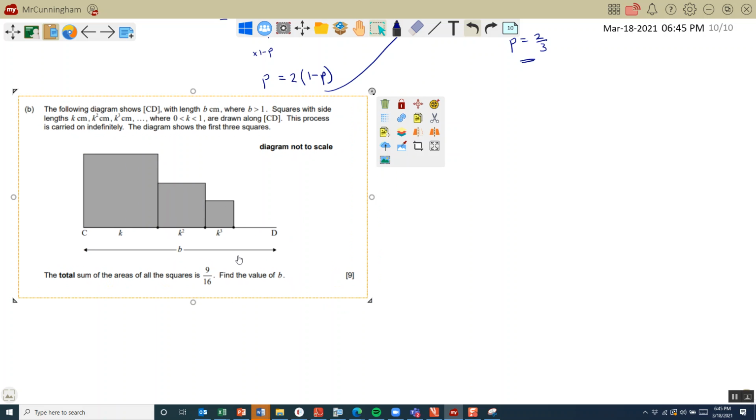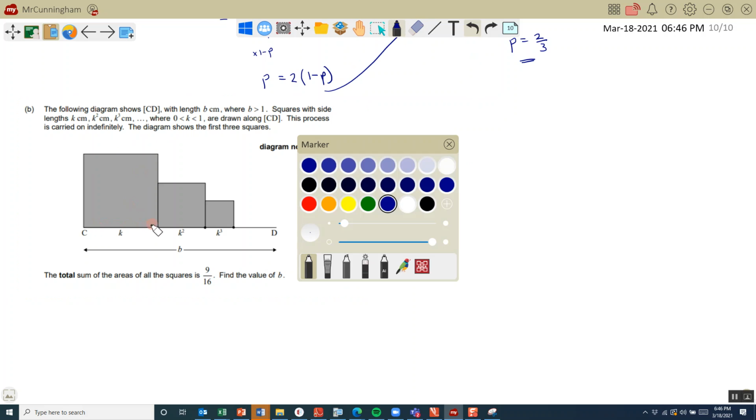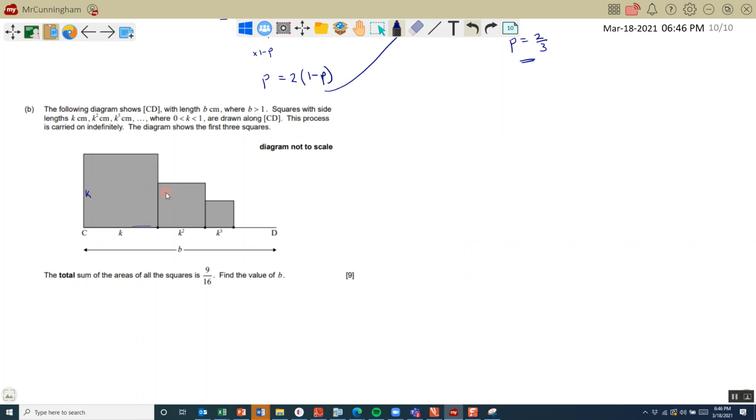So we've got the following diagram, CD, with length B, and B is greater than 1, and we're told squares with sides length K, so this is K, so this means that this has to be K because it's a square, K squared, so that means that this is K squared, and this is K cubed, and then the next one would be K to the 4, and so on, and K is between 0 and 1, are drawn along CD. The process is carried on indefinitely. We've got the first 3 squares. The total sum of the areas of the squares is 9 over 16.